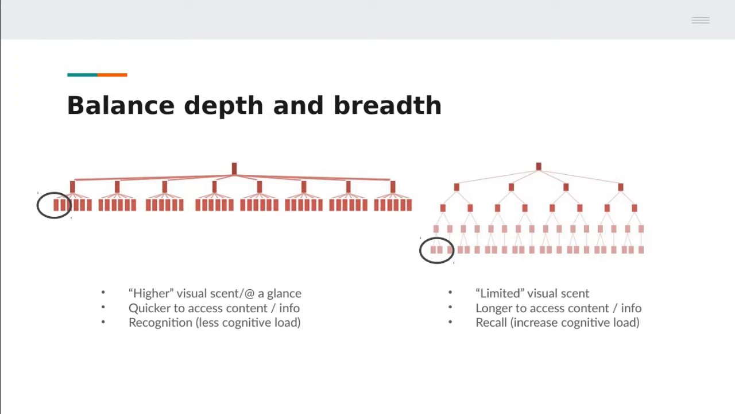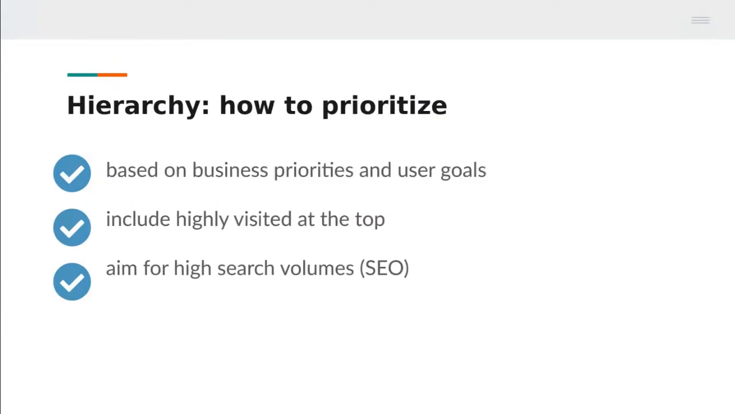Perfect. Welcome back from break. In the previous slide, I said that we'll carry on and talk about prioritization. How do we prioritize categories? I will say let's keep that discussion for a bit later. I think this is also going to become more relevant when we talk about navigation. But in terms of priorities, what to remember is, for the time being, we need to understand the business priorities and the user goals. So when we say include highly visited at the top, we're talking about navigation, but let's not talk about navigation yet.